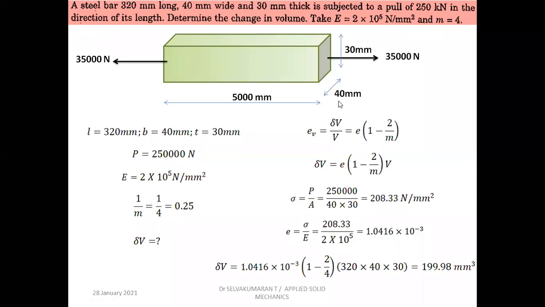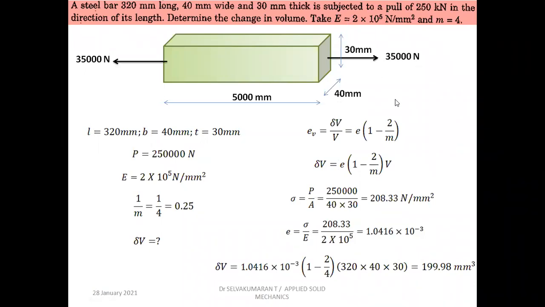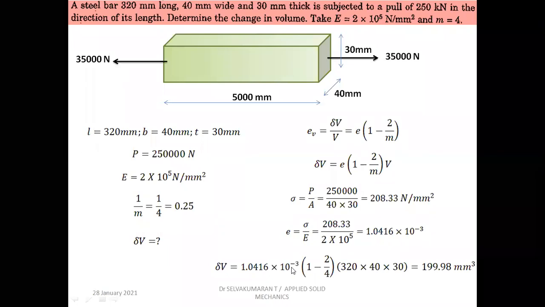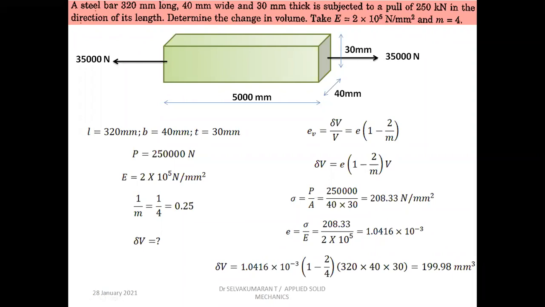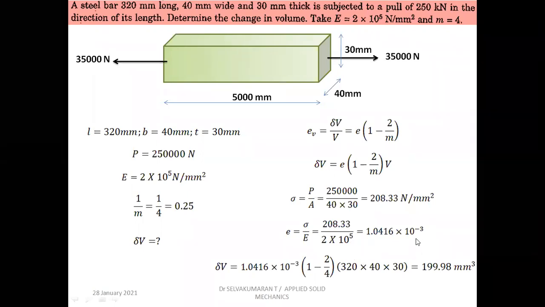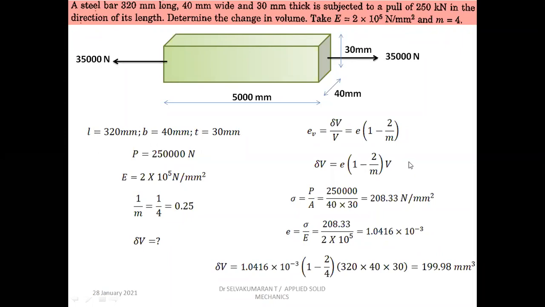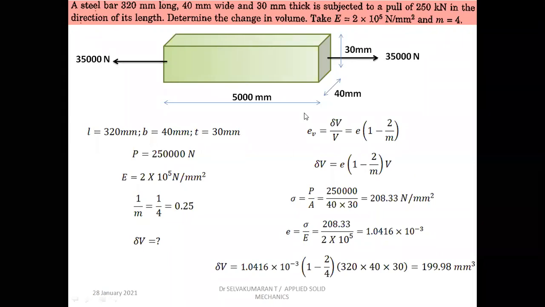Substitute here. So the change in volume is equal to strain into 1 minus 2 by m into volume. So the strain is 1.0416 into 10 power minus 3 into 1 minus 2 by m, that is 1 by m is 1 by 4, that is 0.25, into volume, which is length into breadth into thickness. So the change in volume is 199.98 mm cube. This is the answer. Okay, so here by mistake in the figure it is given 35,000 Newton, but it is 250,000 Newton or 250 kilonewton. Please make a note.